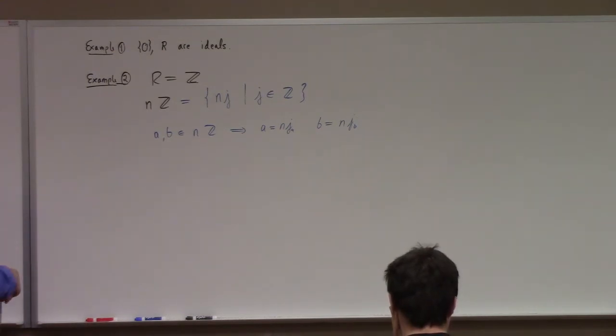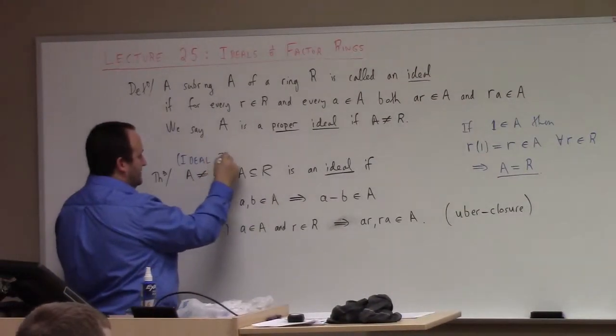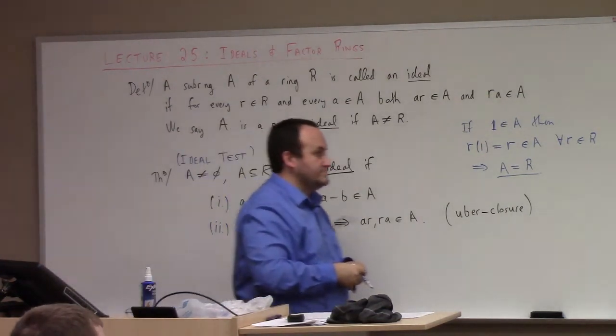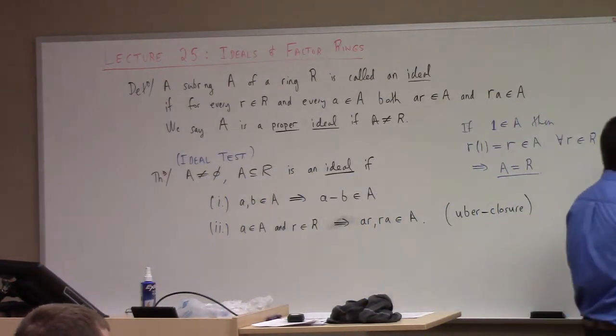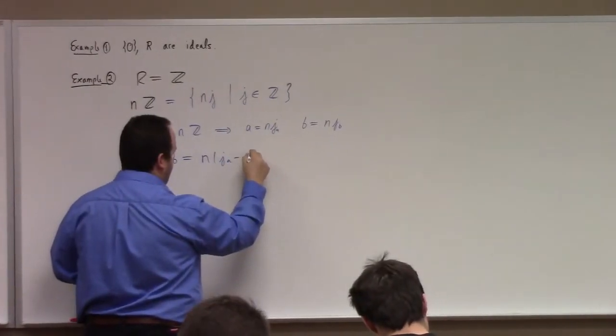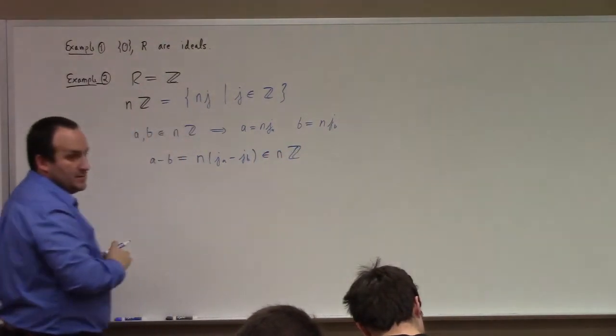So then we can prove that it's an ideal by the ideal test over here, right? So does it pass the ideal test? Well, if we look at a minus b, we get n times j sub a minus j sub b, which is clearly in nZ.